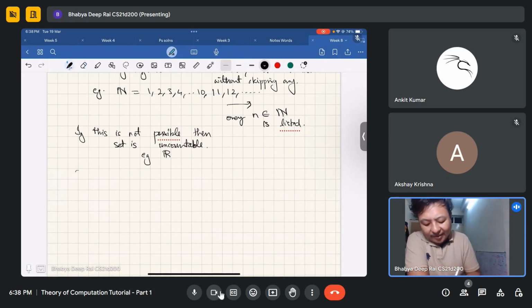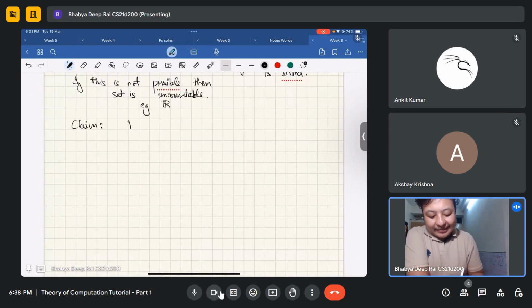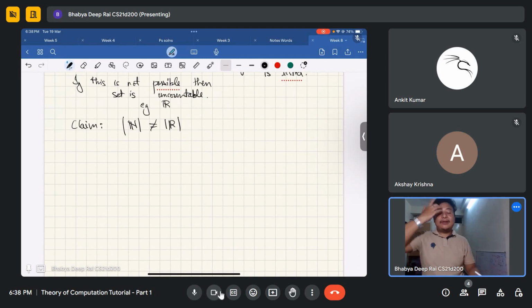This was proved by Cantor in some 1800s or something. This is the birth of set theory. He started set theory. The claim is that the size of natural numbers is not equal to the size of real numbers, even though both of them are infinite and very large. Both of them are infinities, but strangely, the natural numbers infinity is not the same as the real numbers infinity.